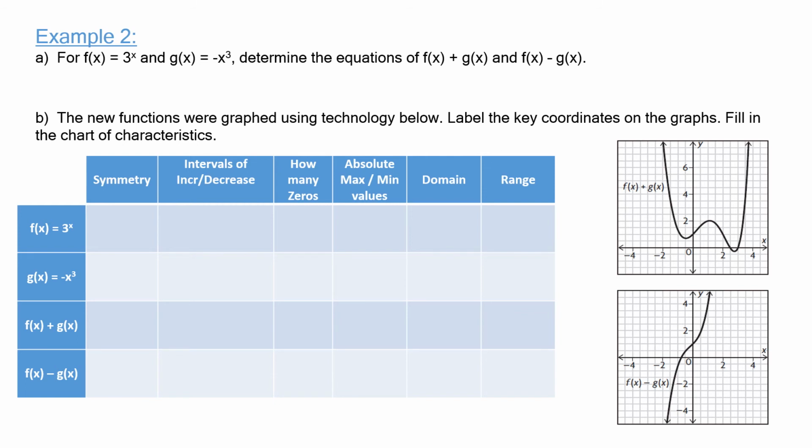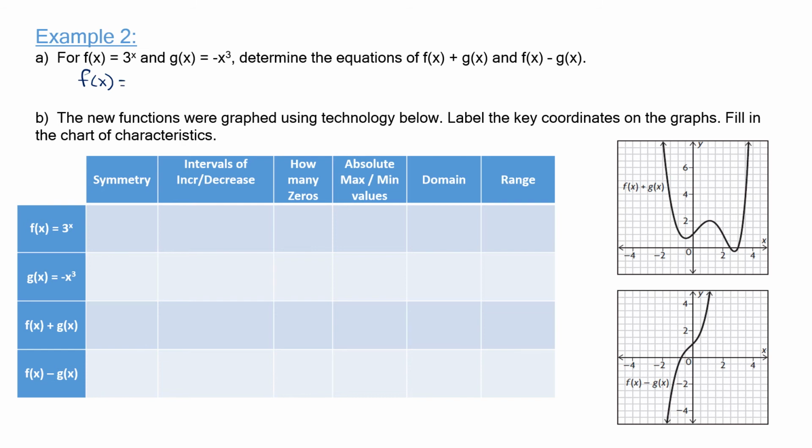Example 2. F at x is an exponential, g at x is a cubic, and we want to get the equations of the functions when we add them and when we subtract them. It's pretty straightforward. It's actually easier when the functions don't match. Like our last polynomial function, they matched. We could actually have taken those cubics and added them together, collected like terms. It would have worked out just fine.